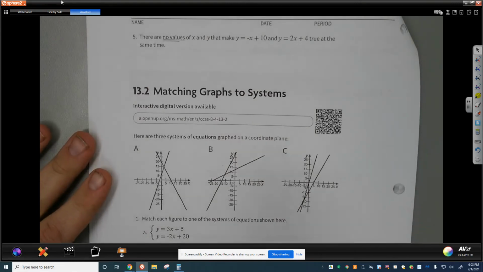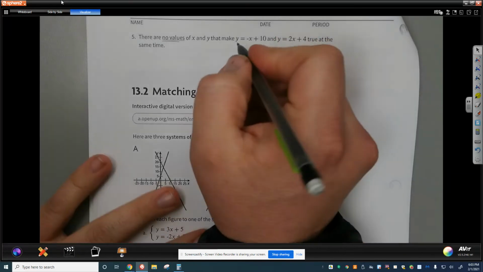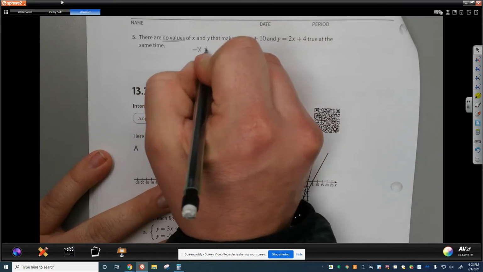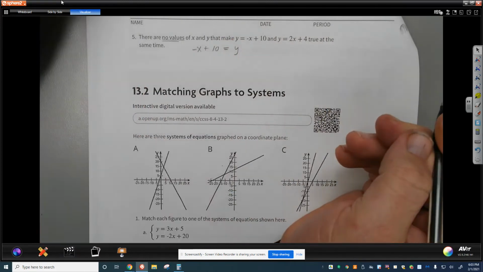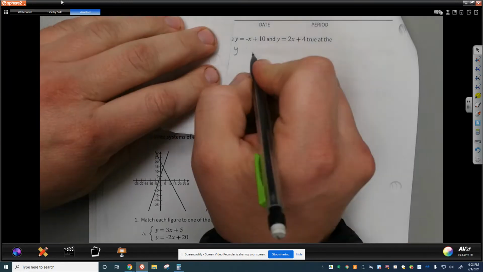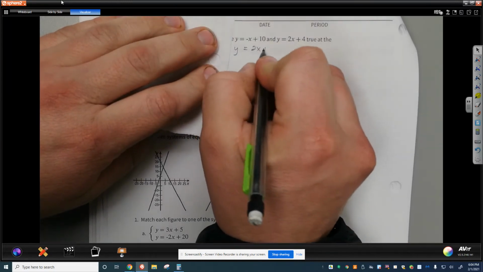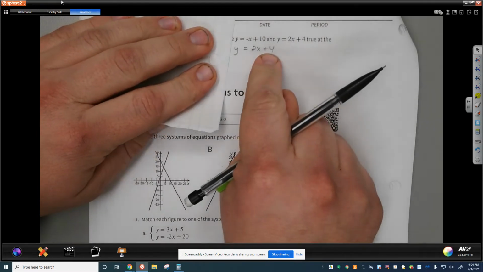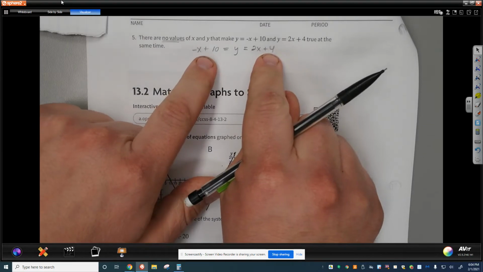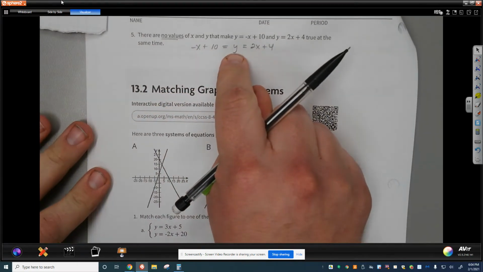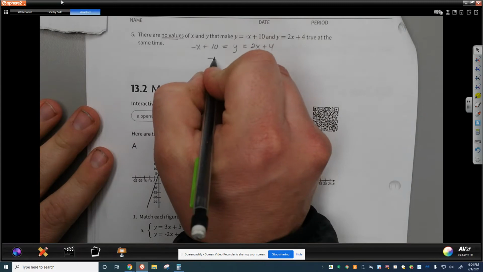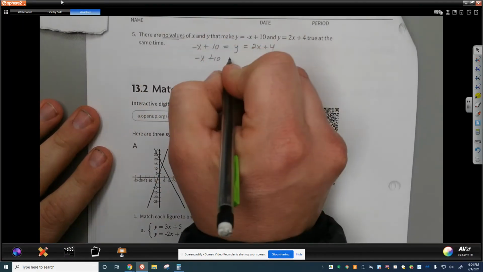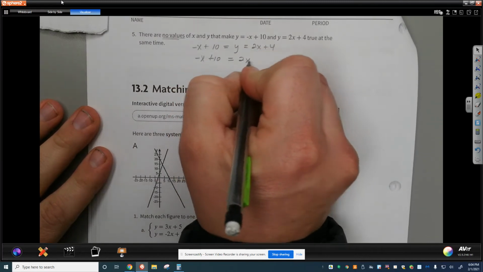Well, we actually can do a little bit of a comparison. You see how both these equations equal y? What we see is that this -x plus 10 is equal to y. Okay, but at the same time, we also know that y is equal to 2 times x plus 4. So in reality, the expression here on the right is equal to the expression here on the left by virtue of equaling the exact same thing. So we can actually say -x plus 10 is equal to 2 times x plus 4.